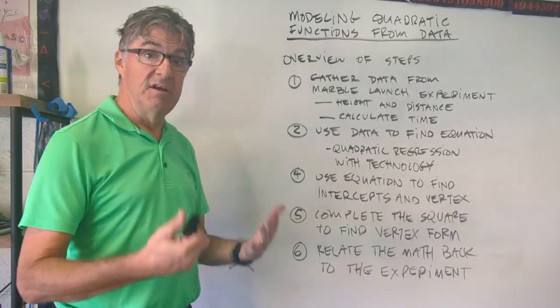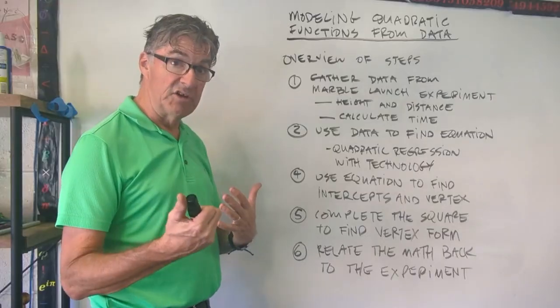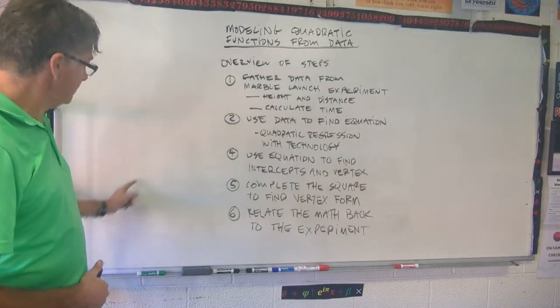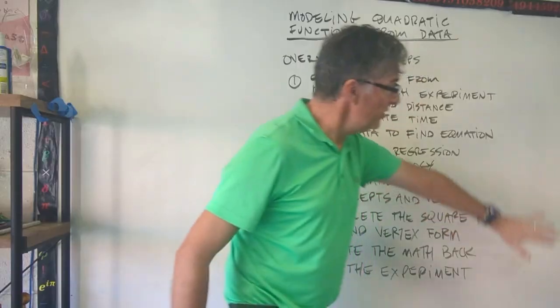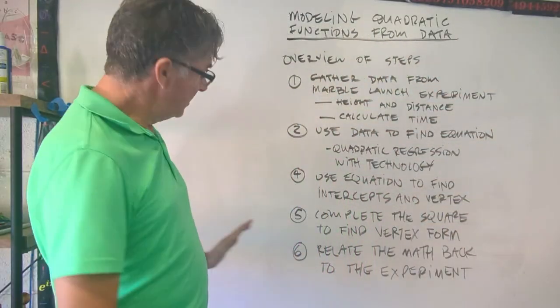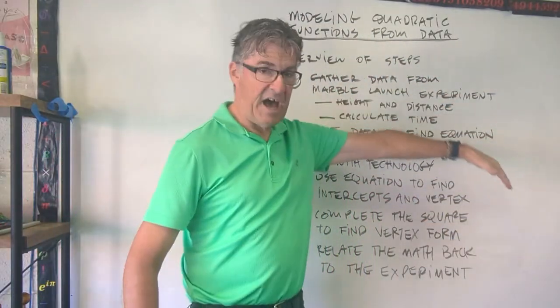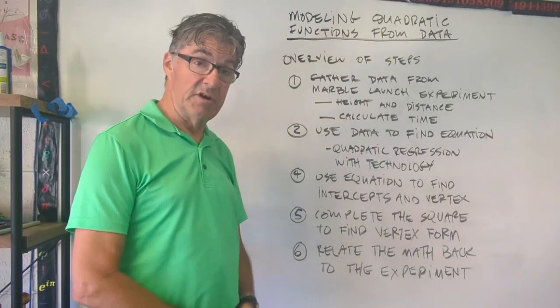So our experiment, what we did in our class is we had a marble launcher and we launched it across the board so it made its arc and landed down there. We put a grid on the board so that we could take a look at the marble's path and be able to plot XY coordinates.